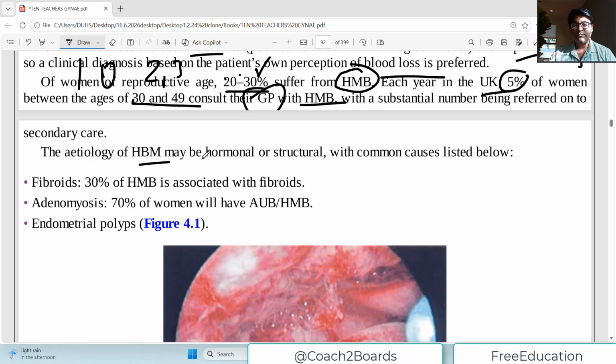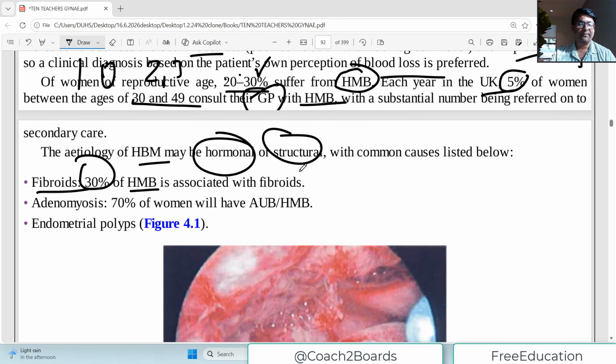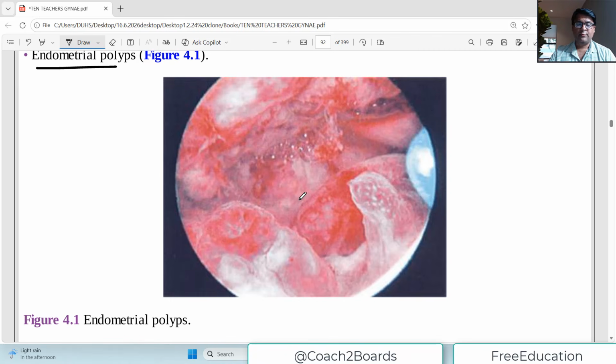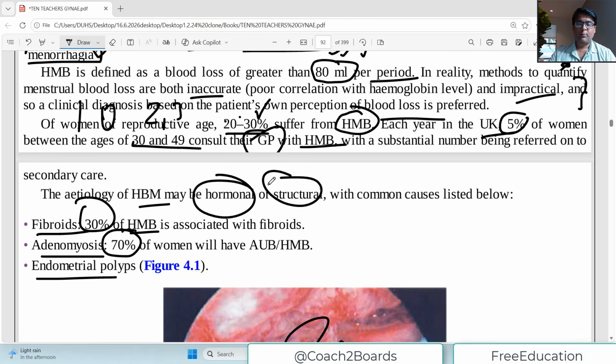The etiology of HMB can be hormonal, it can be structural. अगर किसी को fibroids हैं, 30% of HMB patients are associated with fibroids. Adenomyosis, 70% of the women. Endometrial polyps. So this is a diagram to show you the polyps, by the way, right? But the point is that HMB is very common. They present often to the clinics and you have to investigate.